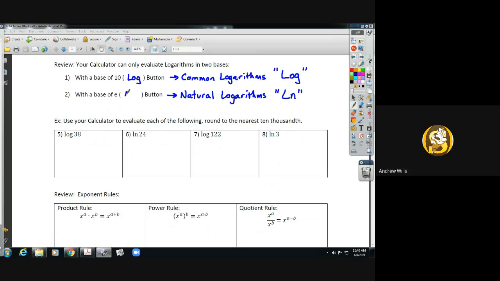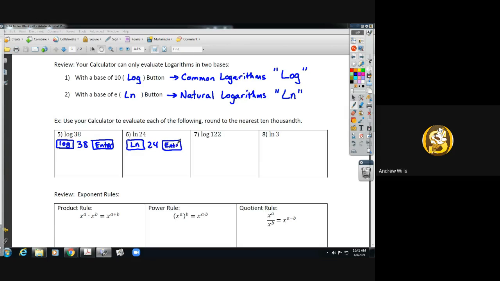And the notation and the button is ln, which is also on the left side directly underneath the log button, right next to 4. Okay? So again, just as a reminder of how we evaluate those, when we type those in the calculator, we're going to hit the appropriate button, either log or ln, depending on whether it's a natural log or a common log.